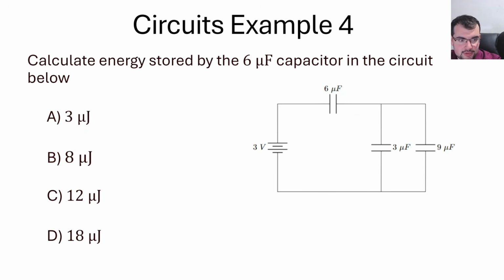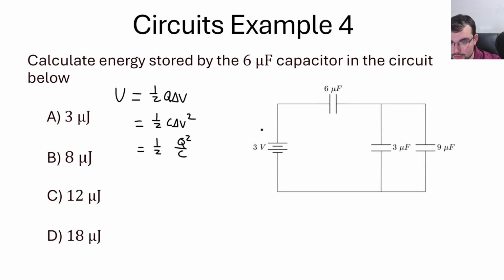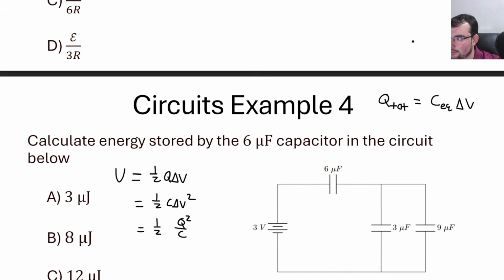Now we'll do the same thing with capacitors, except this time we want energy stored. There are 3 energy formulas for a capacitor. U is 1/2 Q delta V, or 1/2 C delta V squared, or 1/2 Q squared over C. So once again, the same idea holds, where this time we can find total charge, because the total charge in a network is C delta V for the entire network.